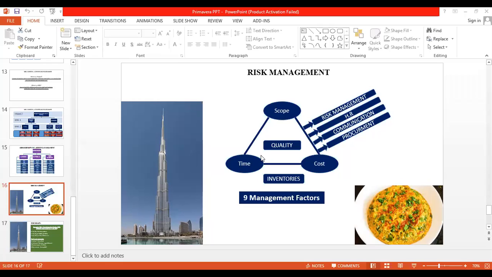Okay. Do you know why I placed this omelette on the screen? Risk management. Because what is this one? Scope, time, and cost. We have discussed this earlier. What is this?